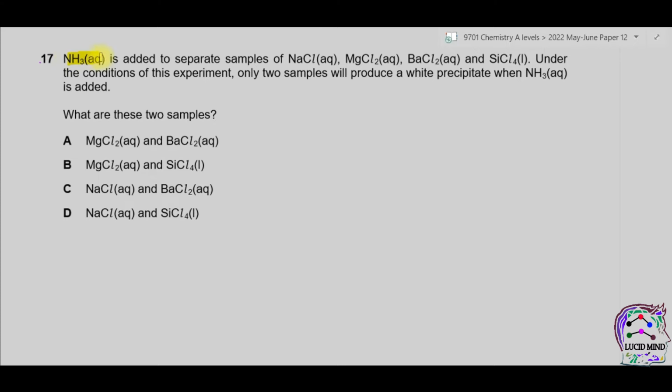Question 17. Aqueous ammonia is added to separate samples of aqueous sodium chloride, aqueous magnesium chloride, aqueous barium chloride, and liquid silicon chloride. Under the conditions of this experiment, only 2 samples will produce a white precipitate when ammonia is added. What are these 2 samples? We have to find out which ones make a precipitate with aqueous ammonia. Now what is aqueous ammonia? When ammonia is dissolved in water, it reacts with water molecules to form ammonium ions and hydroxide ions. So we are concerned with the hydroxide, because it can react to form a precipitate.